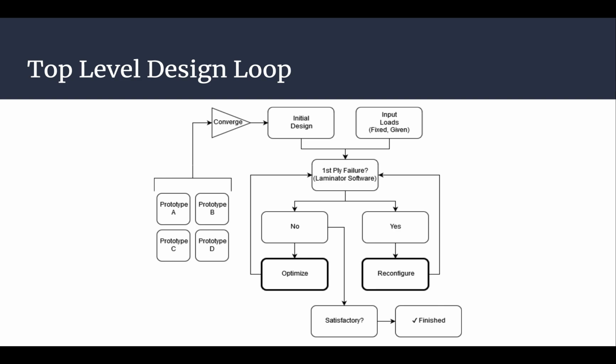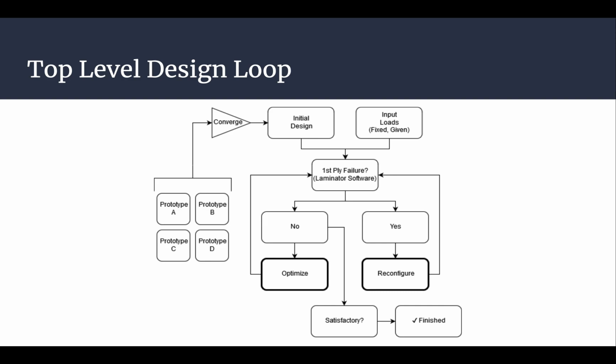And so before we began, we all individually created our own prototypes. From those four prototype laminates, we discussed and debated, and we converged on one general first order solution. This was our initial design. Then, given our input loads, we ran that through the laminator dozens of times. Our main failure criteria was the one that the laminator software uses, which is conservative first ply failure.